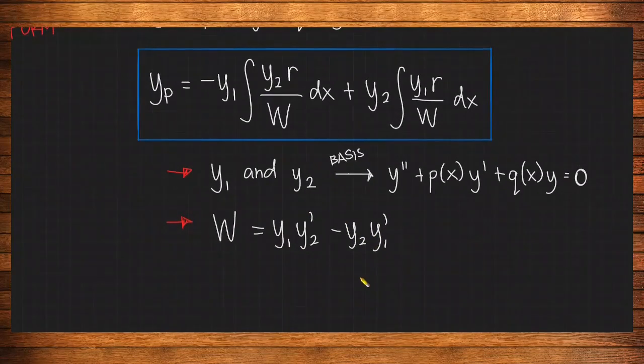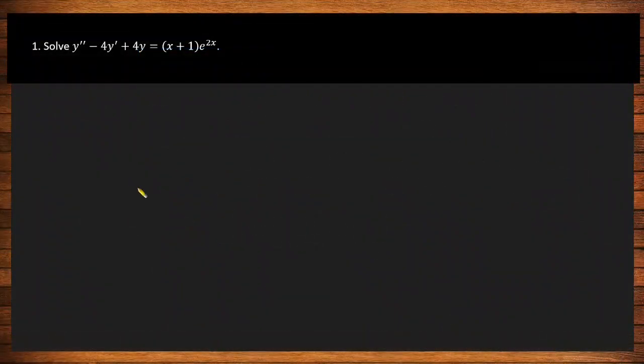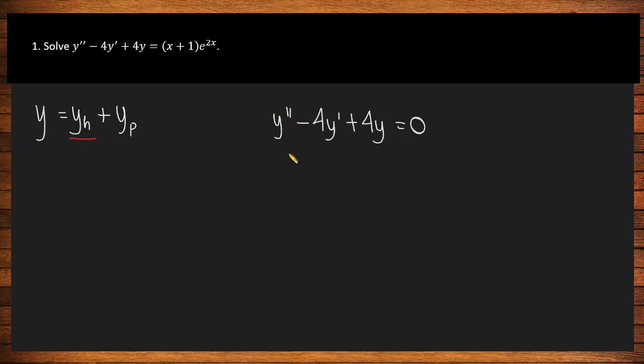Okay, so let's try to apply this method in this example. Solve y double prime minus 4y prime plus 4y equal to x plus 1 times e raised to 2x. Again, first thing na gagawin natin is hanapin natin yung value ng y sub h. So the auxiliary equation based on the corresponding homogeneous equation will be lambda squared minus 4 lambda plus 4 equal to 0.